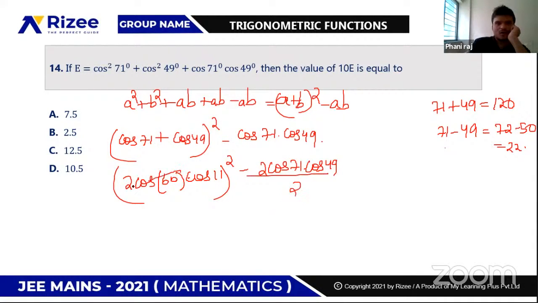This is 1. 2 cos 60 is 1. So this is the same as cos square 11 minus half into, what is 2 cos a cos b? It's cos(a plus b) minus cos(a minus b). What is cos(a plus b)? It's cos 120, plus, what is cos(a minus b)? Cos 22.